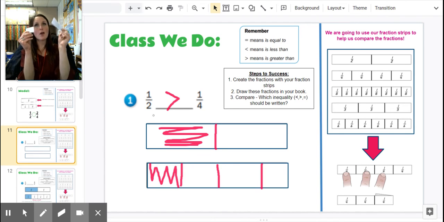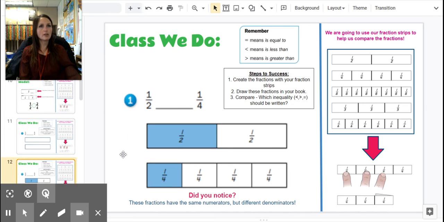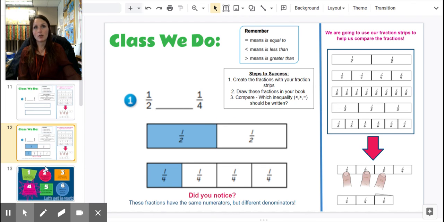So you can use your fraction strips to help you, and you can also show me how you use your fraction strips by drawing that here. Here's a better way to see how they decided to show that. Did you notice that these have the same numerator but different denominators? That can be helpful sometimes when you are comparing. Look to see if you have the same numerator or the same denominator.